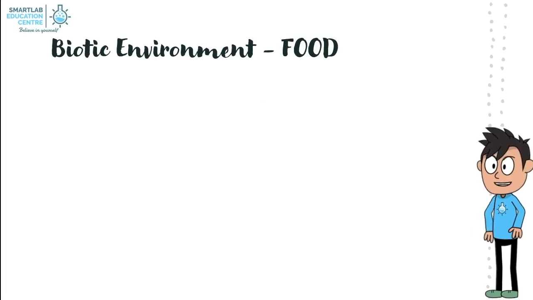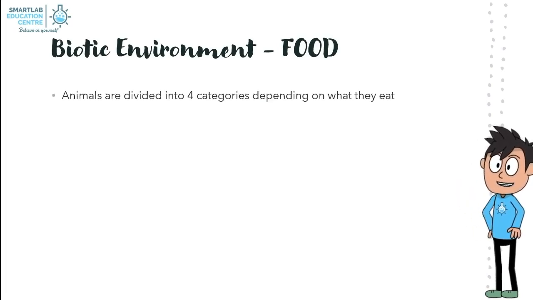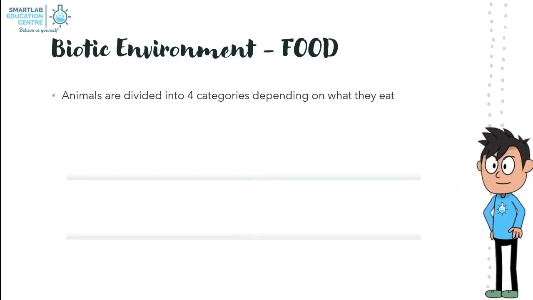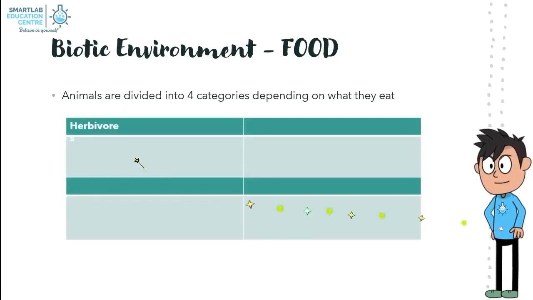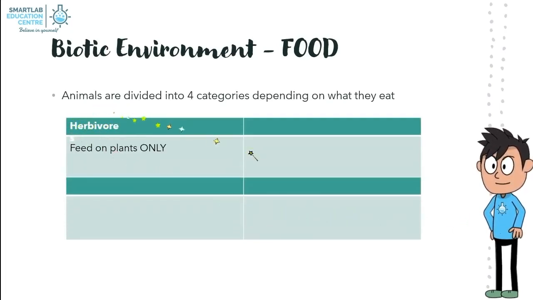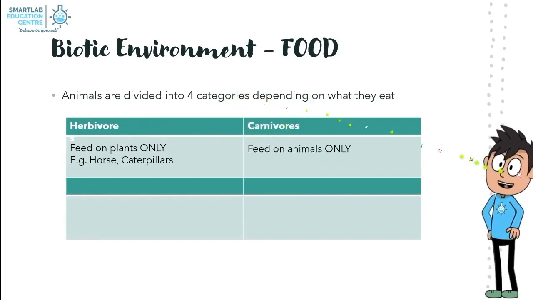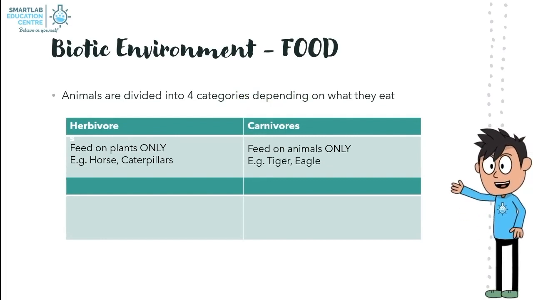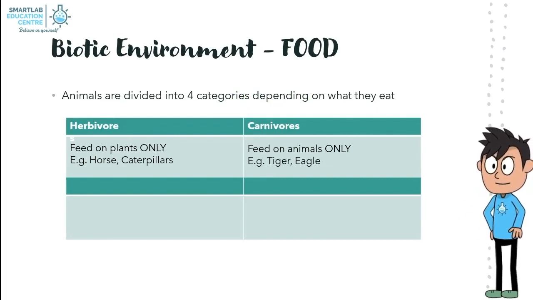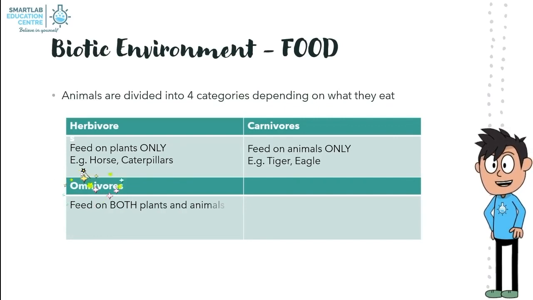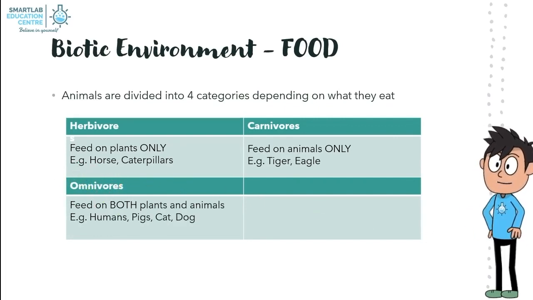Food. Animals are divided into 4 categories depending on what they eat. Herbivores. They feed on plants only. Examples of herbivores are horse and caterpillars. Carnivores. They feed on animals only. Examples of carnivores are tiger and eagle. Omnivores. They feed on both plants and animals. Examples of omnivores are humans, pigs, cat, and dog.